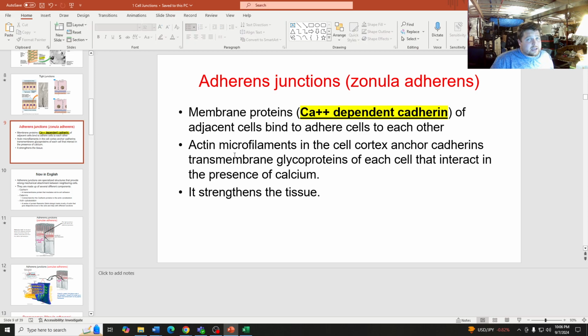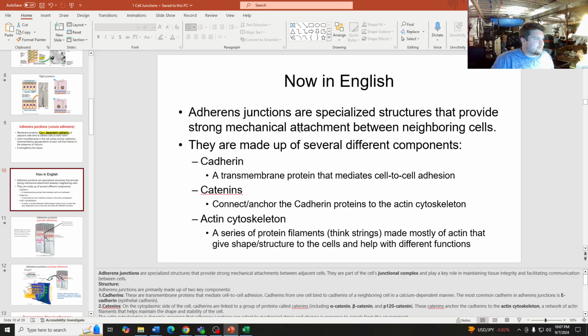It is an actin microfilament, so a very small string, in the cell cortex that anchors a cadherin strand membrane, glycoproteins of each cell that interact in the presence of calcium to strengthen the tissue. Now, in English. The adherens junctions are specialized structures that provide a really strong mechanical attachment between the neighboring cells.